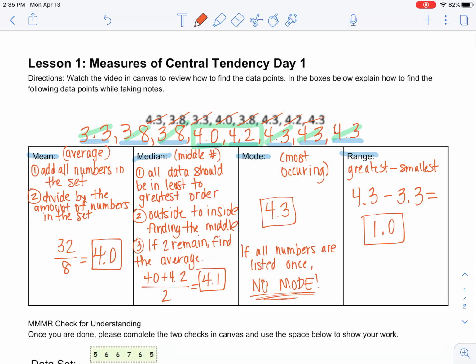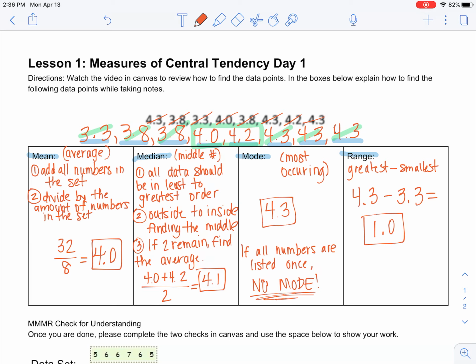It helps you see the mode or the most occurring number because they're all grouped together. And then for the median or for the mean, the average, it just kind of lets you go down that path of numbers, starting from the least, going to the greatest, making sure you've added them all together, making sure you've counted how many numbers there are.